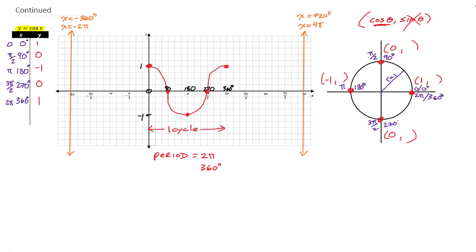Okay? All right, so let's extend it. Let's just keep the pattern going, right? 1, 0, negative 1, 0, 1.